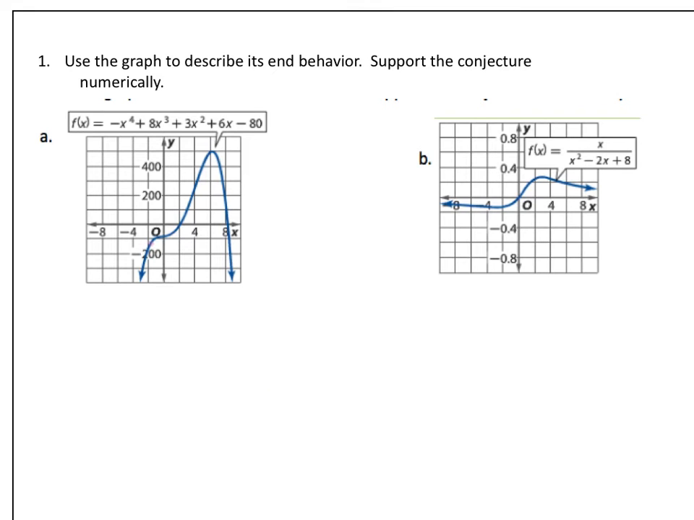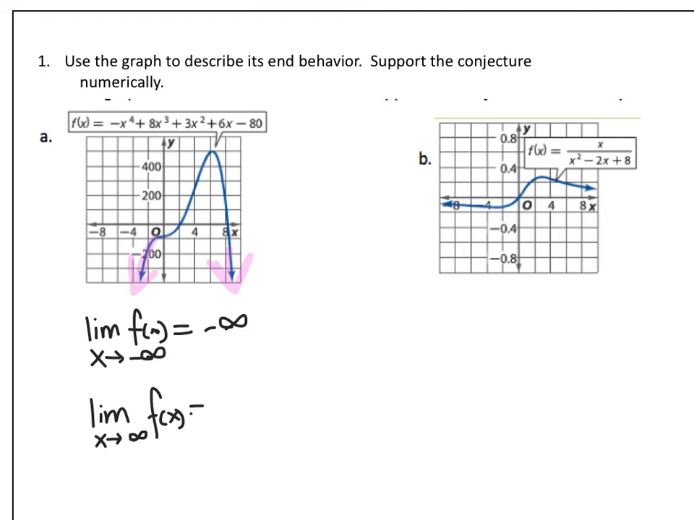Okay, so let's identify the limit of this function here. On the left side and on the right side, it seems to be dropping. So I'm going to say that the limit of f of x as x approaches negative infinity, that's on the left, is equal to negative infinity because it's dropping. Whereas on the right, the limit of f of x as x approaches positive infinity, that also is dropping towards negative infinity.